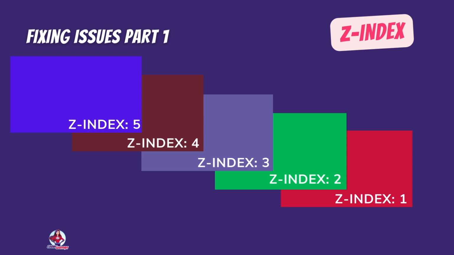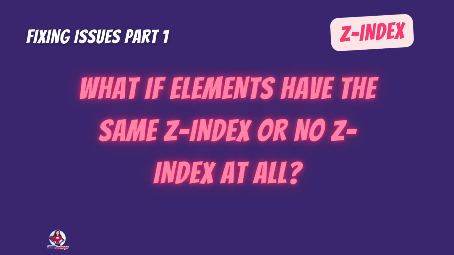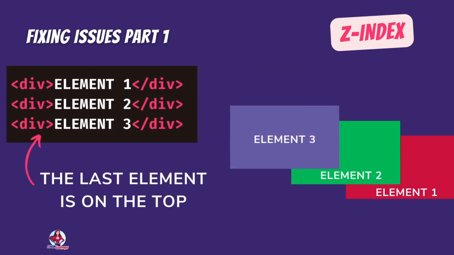If two elements have the same z-index or no z-index at all, the browser stacks them based on their order in HTML. Elements that appear later in HTML will be placed on top of elements that come earlier. Now here's where things get interesting. You may have noticed that not all elements overlap the header, just the project cards and social media icons.